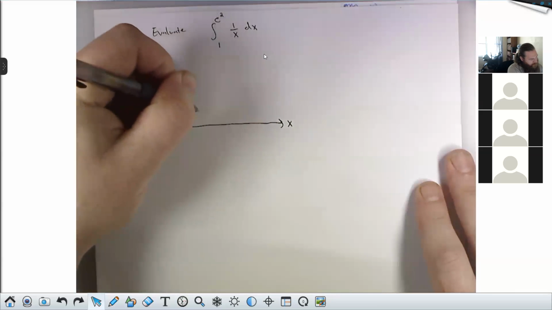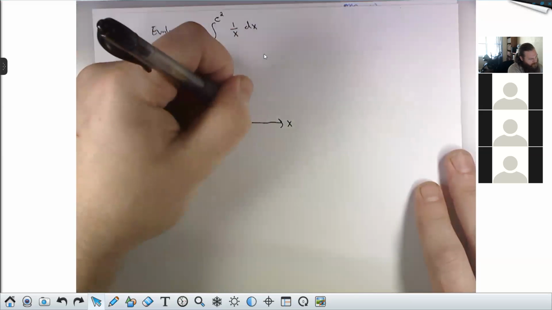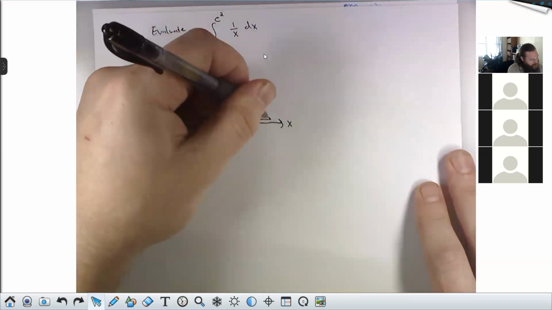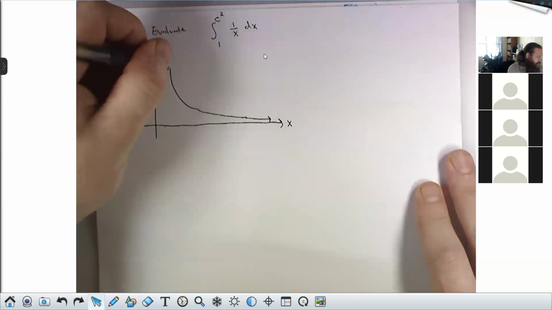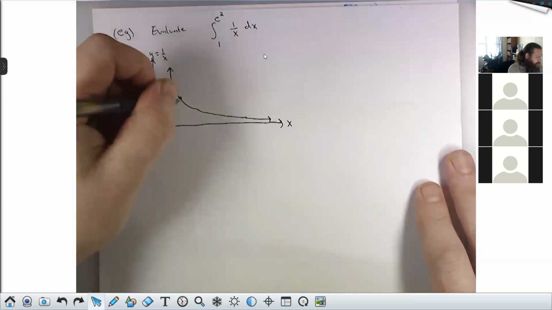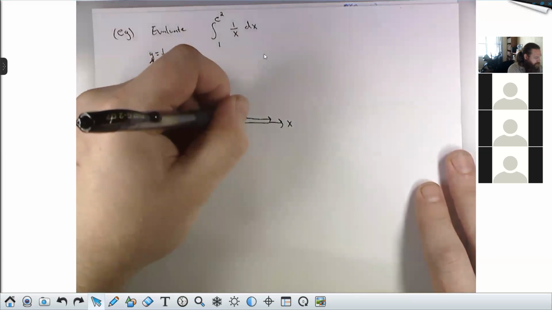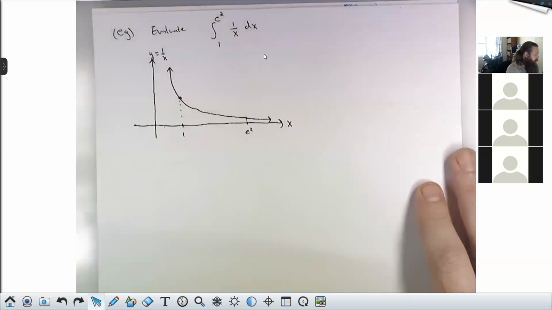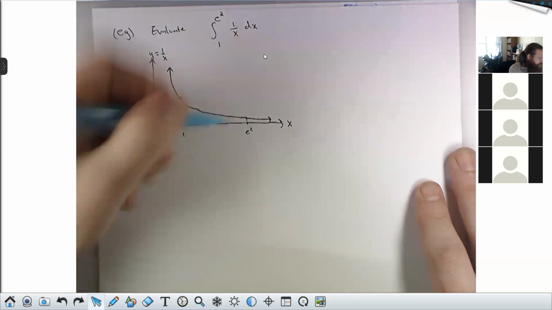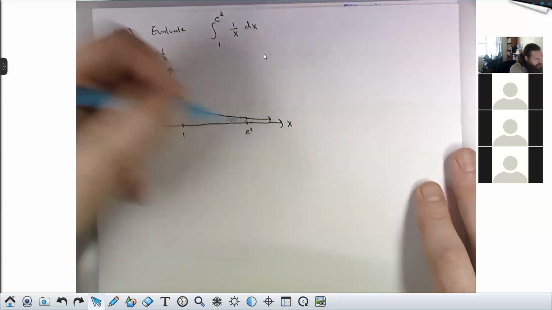So what does 1/x look like? It looks like this. You know, we have a vertical asymptote at 0 there. Here's 1. We'll call this e squared. So what we're looking for here is just this area.